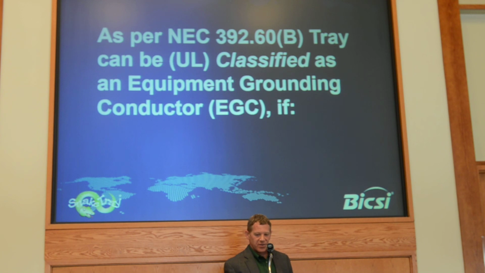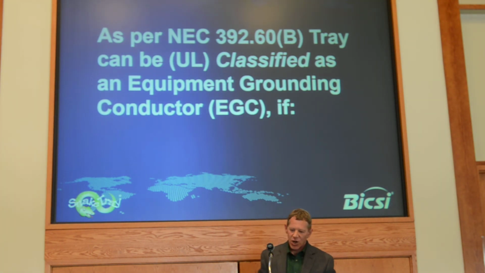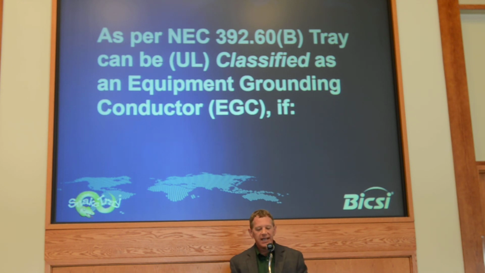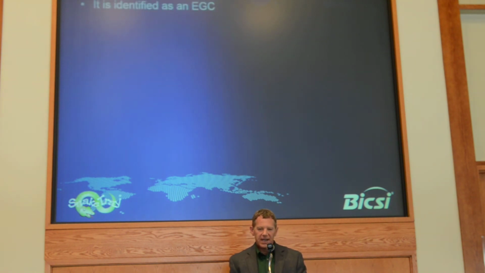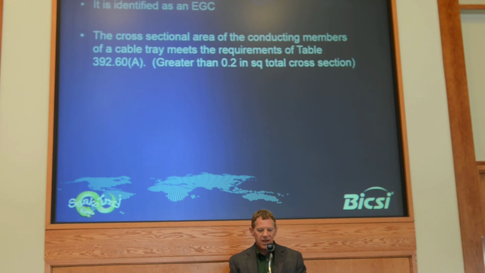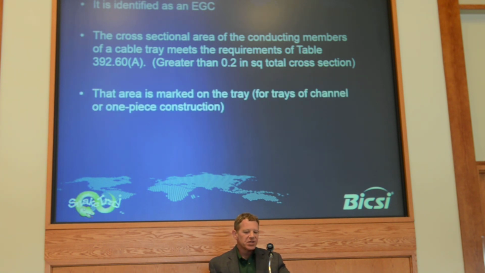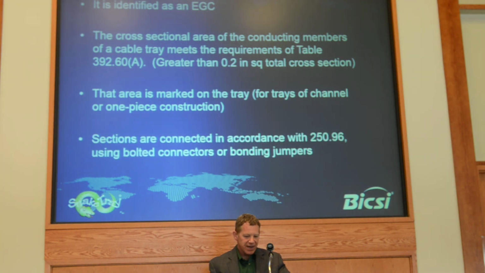As per NEC 392.60(B), tray can be UL classified as an equipment grounding conductor, EGC, if it is identified as an EGC, the cross-sectional area of the conducting members of the tray meets the requirements of Table 392.60(A), greater than 0.2 inches squared in total cross-section. That area is marked on the tray for trays of channel or one-piece construction, and sections are connected in accordance with the grounding section 250.96 using bolted connectors or bonding jumpers.